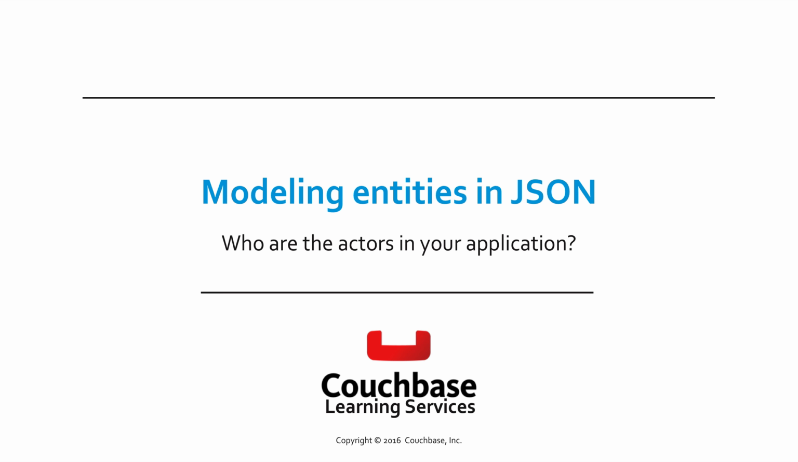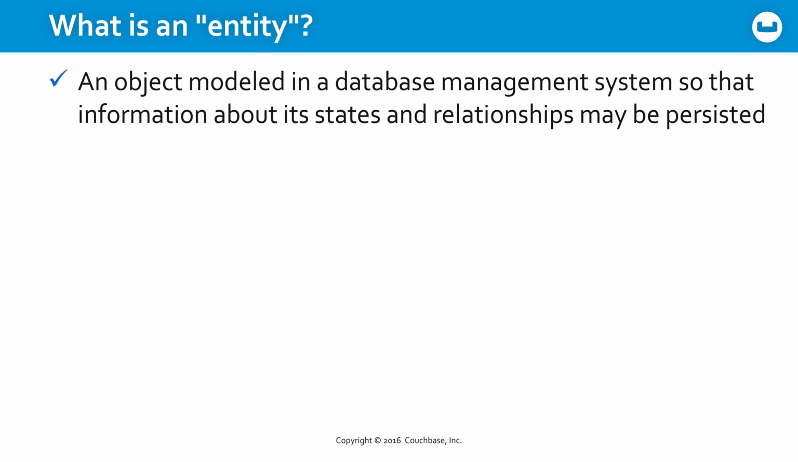At the start of this course, we described data modeling as the process of analyzing a target business domain in terms of its entities, and then the relationships among those entities, and then the cardinality of those relationships. So let's take a look at modeling entities in JSON. So first, what is an entity?